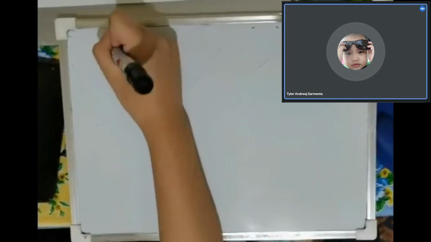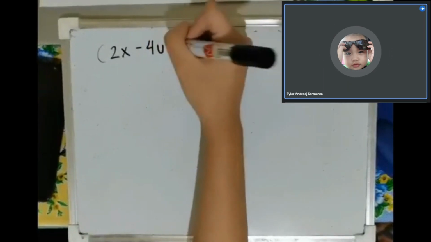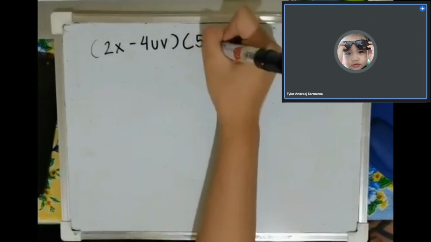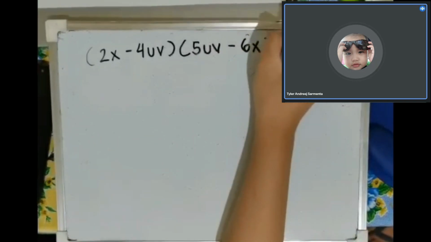Here's another example: 2x minus 4uv and 5uv minus 6x. First, we multiply the first terms.